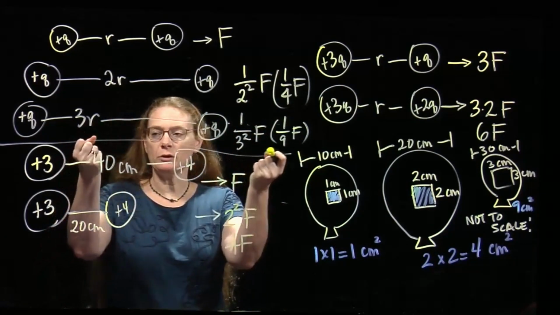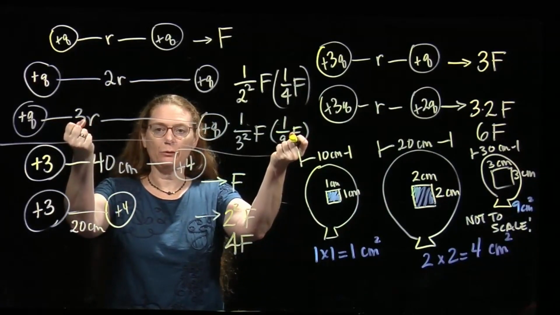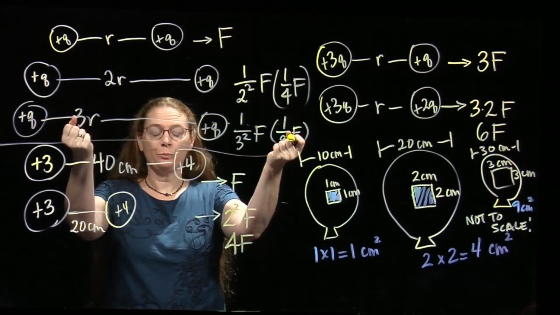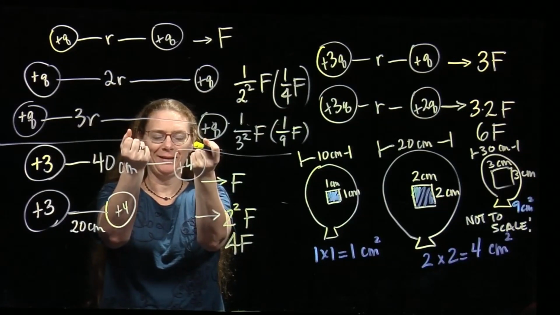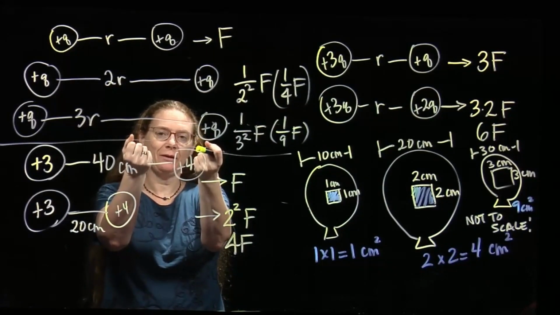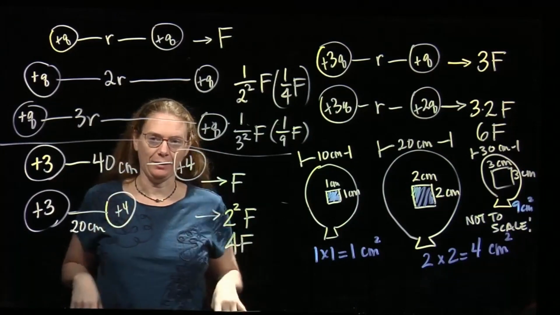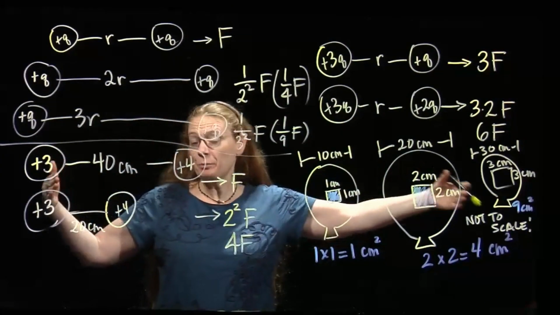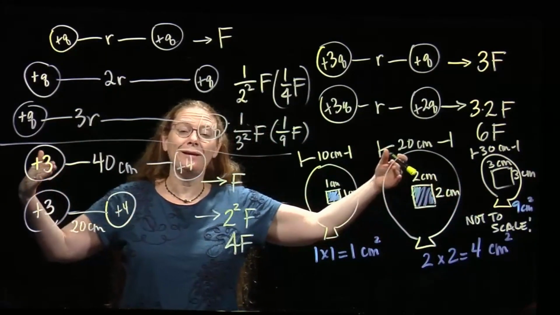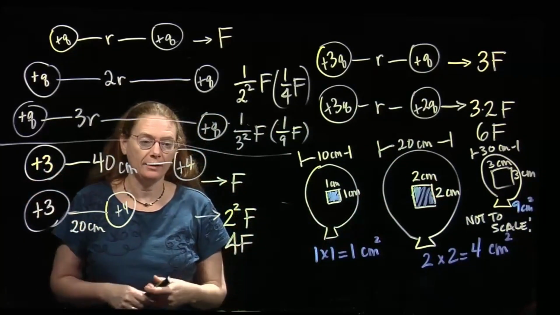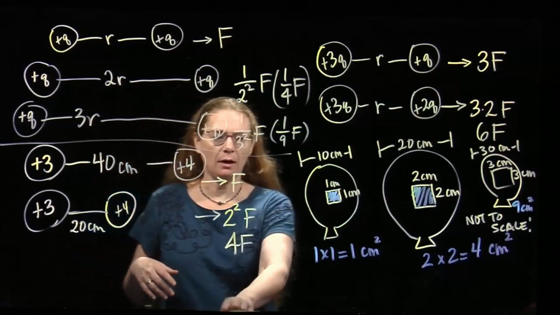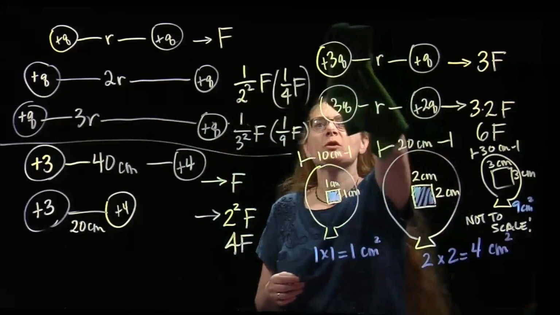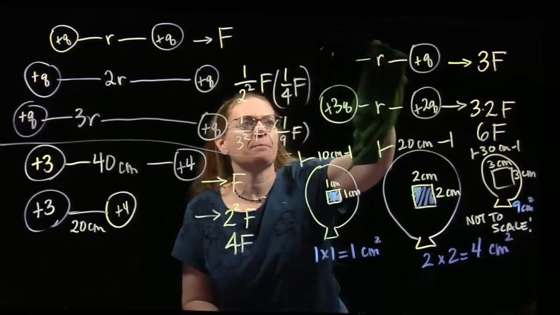So if I have 2 charged objects and they have a certain amount of force, if I put them twice as close, it's 2 squared, it's 4 times the force between them. If I triple the distance between them, it's 1/9, 1/3 squared, the distance. And so this is the inverse square piece of the force between 2 charged objects.